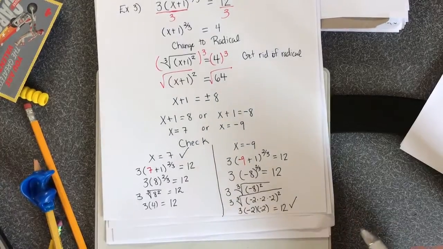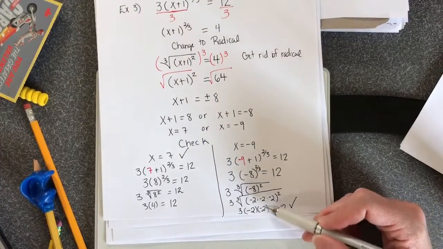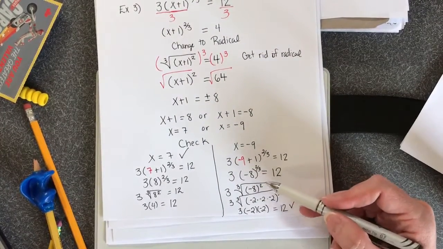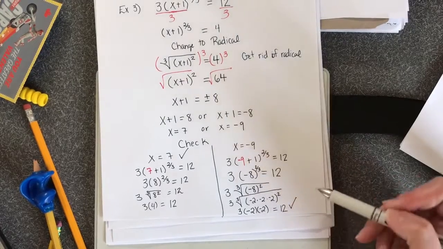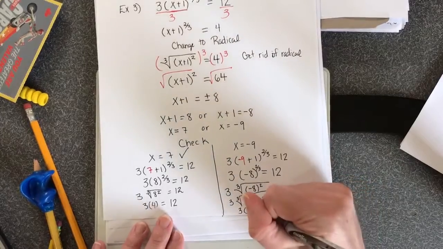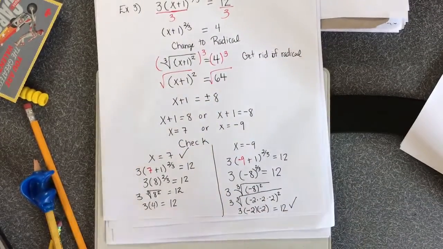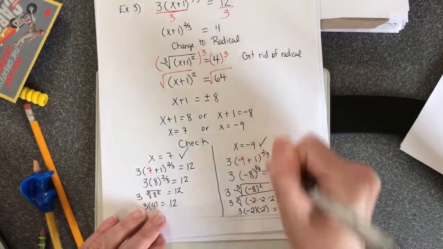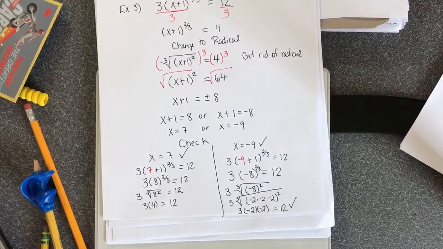Now, if you're not sure and you don't believe me and you don't understand where that comes from, plug it into your calculator. Type in negative 8 to the 2/3 to double check that that's going to give you a value of 4. Okay? So in this situation, this one has 2 solutions, 7 and negative 9.